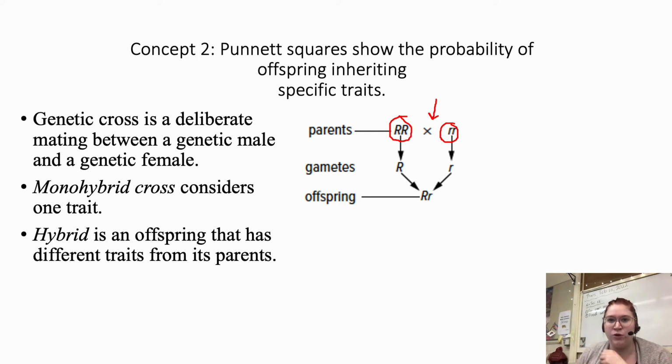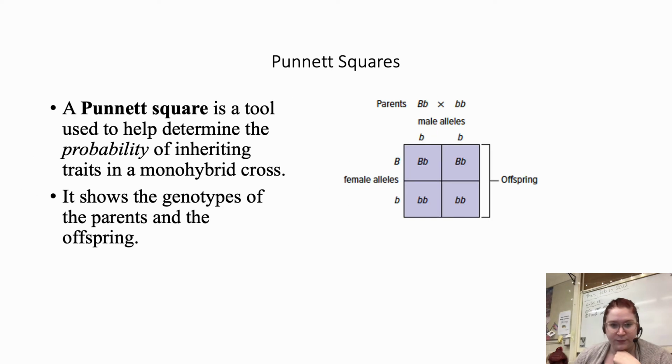versus something that uses more than one, looks at more than one trait. Hybrid is any offspring that has different traits from its parents. So if your offspring has different traits from the parents, we call it a hybrid. Okay? And we have a really helpful tool here called a Punnett square. It helps us determine the probability of offspring inheriting certain traits from their parents. So it shows the genotypes of the parents and the offspring. And I'm going to show you how to set one up.